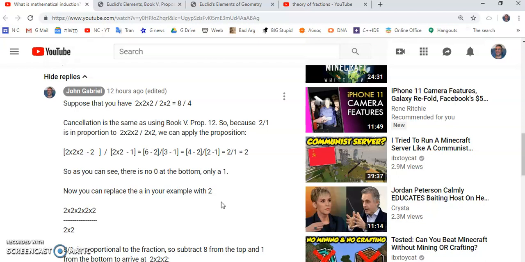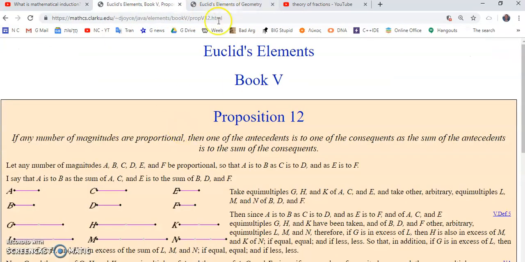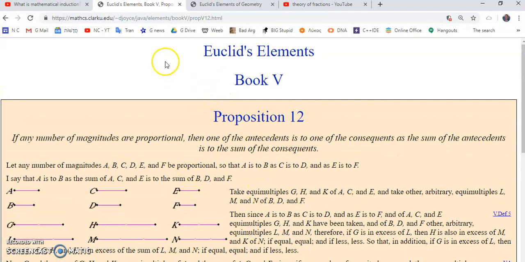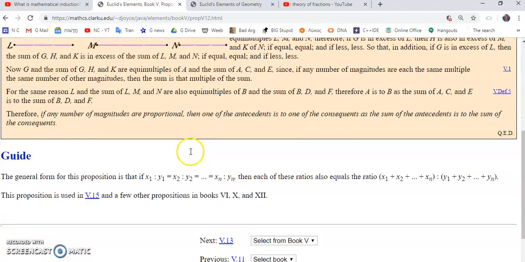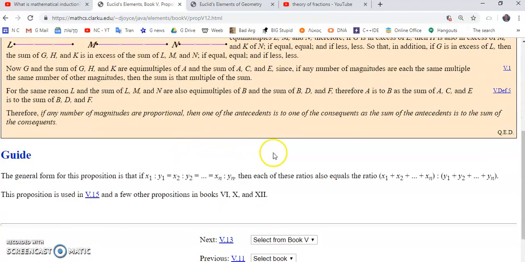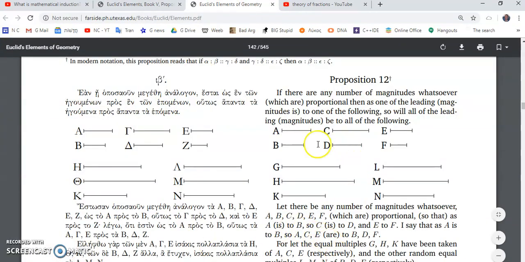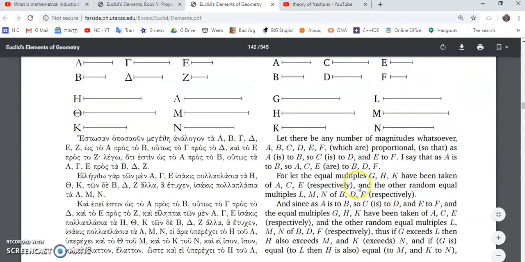So you can read up the entire proposition here on this particular site, which is run by David Joyce. And it's not a bad site, but remember, although he's a professor of mathematics, he really doesn't understand Euclid's Elements that well. And you can also go to the original, which is over here, and see how it's stated in the original.